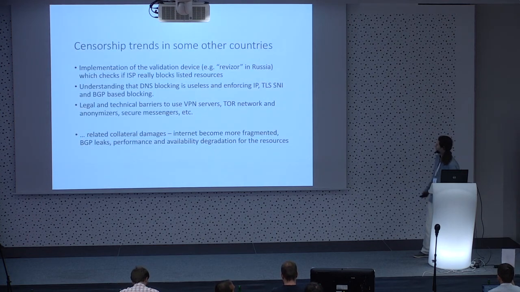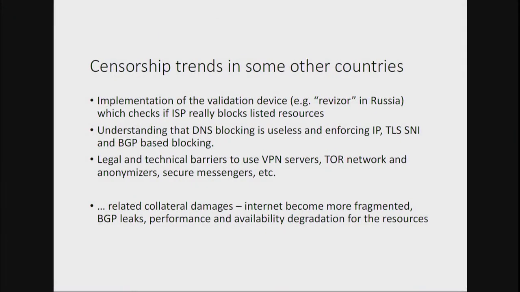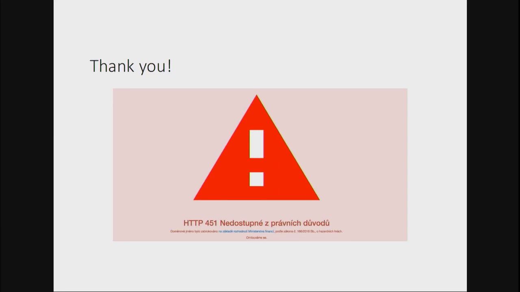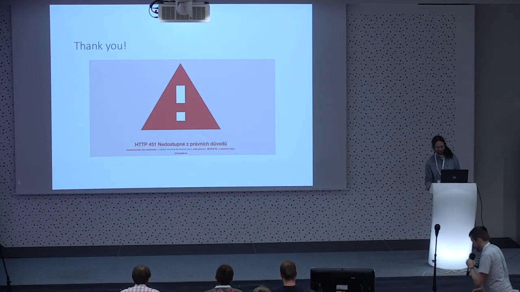Okay, so actually, the last slide. I don't believe that they will stop at this. Probably at some point they will need a validation device to find providers who are not implementing this blocking. Probably at some point they will understand that DNS blocking is useless, so we will have to live with IP, TLS SNI, and BGP-based blocking, and legal and technical barriers to using VPN, TON, Tor network, etc. For ISPs, this will mean that you will pay much more to provide content to your users because of all these innovations. The internet will be slower, and there will be a lot of issues which are very hard to debug. Sorry, that's it. Děkujeme.